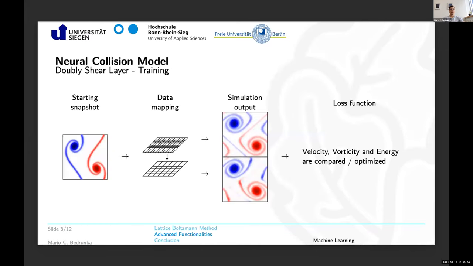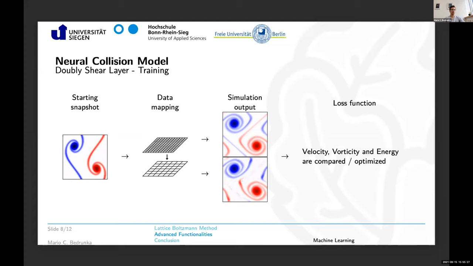So, like every human being working on a specific task, each network requires training, a data set, and a feedback for optimizing itself. And training data was generated by simulating a doubly periodic shear layer using the BGK model. The training procedure optimizes the network's parameters to minimize the discrepancy between a low resolved and a high resolved simulation.